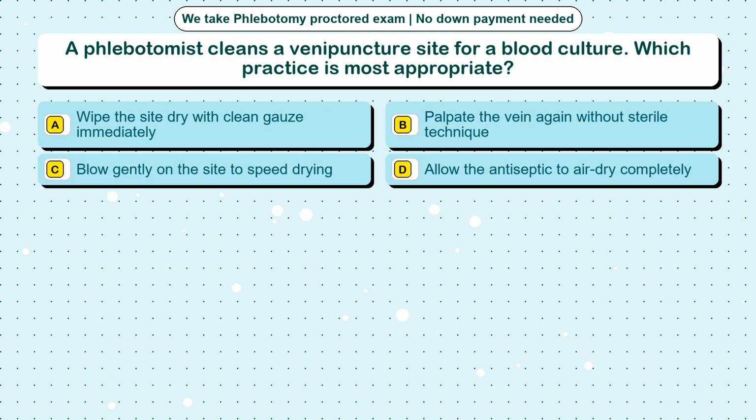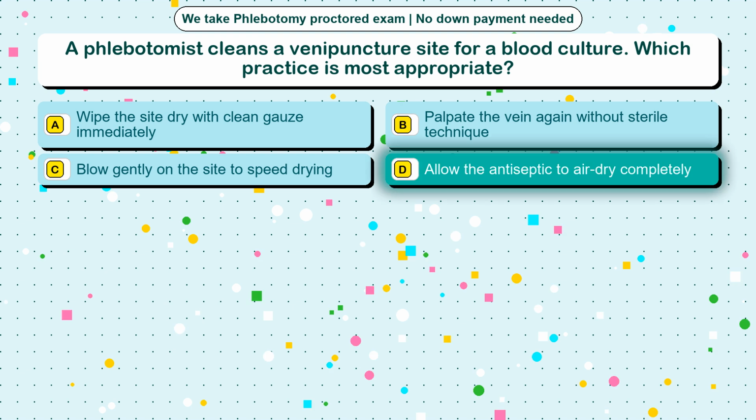Question 12. A phlebotomist cleans a venipuncture site for a blood culture. Which practice is most appropriate? Option A. Wipe the site dry with clean gauze immediately. Option B. Palpate the vein again without sterile technique. Option C. Blow gently on the site to speed drying. Option D. Allow the antiseptic to air dry completely. The correct answer is option D.